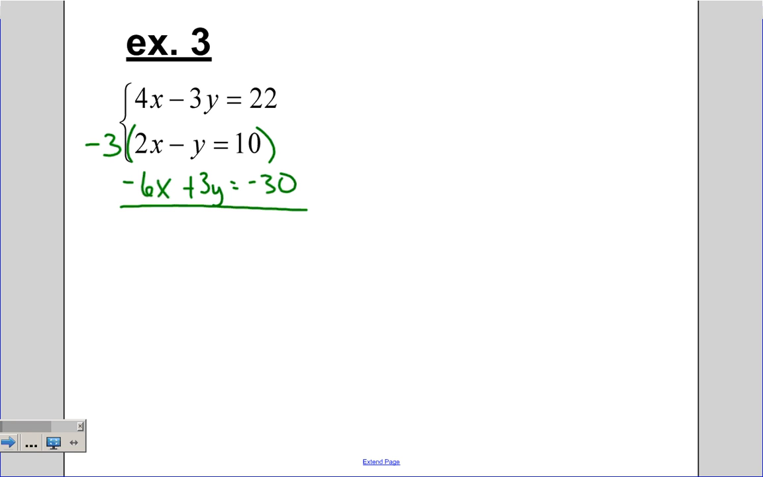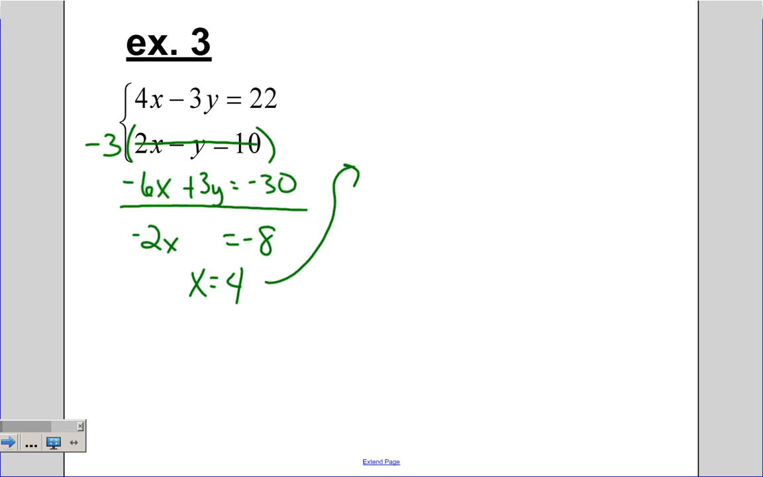Now, we can simplify. 4 and negative 6 gives us negative 2. Negative 3 and positive 3 gives us 0, so we took care of the y. And 22 and negative 30 gives us negative 8. That's simple to solve. X equals 4. Take it around, plug it in.